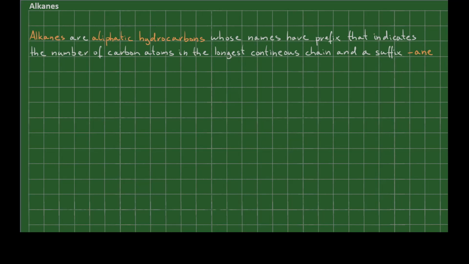Their names consist of two parts. There is the prefix that gives the number of carbon atoms in the longest continuous chain, and then there is the suffix -ane. The molecular formula for alkanes is CnH2n+2. What does all of this mean? Let me bring in a table and then I'm going to explore it.